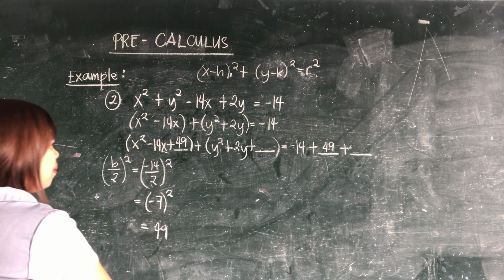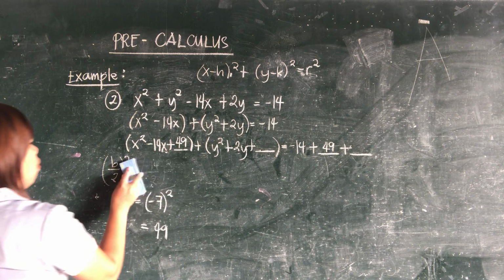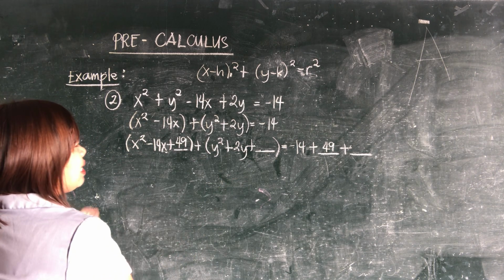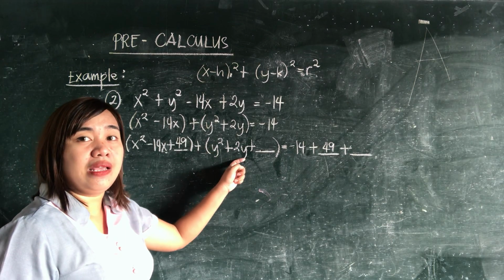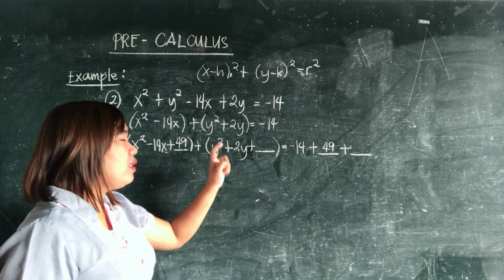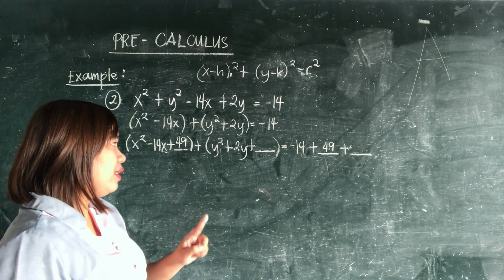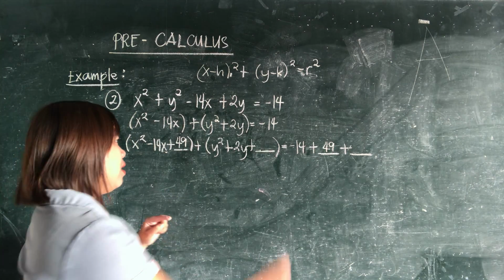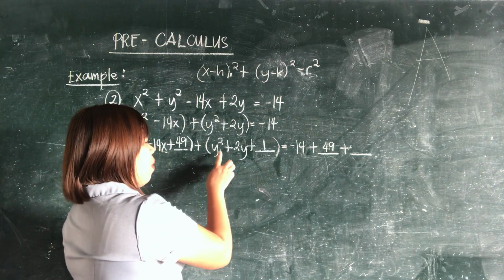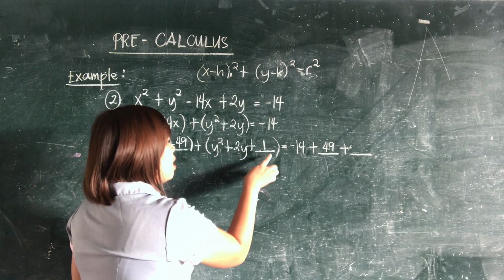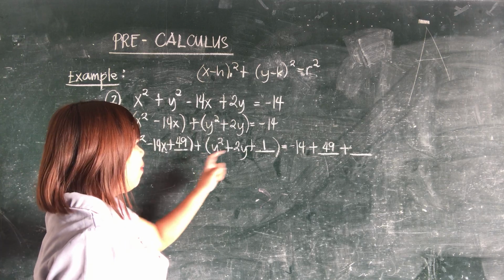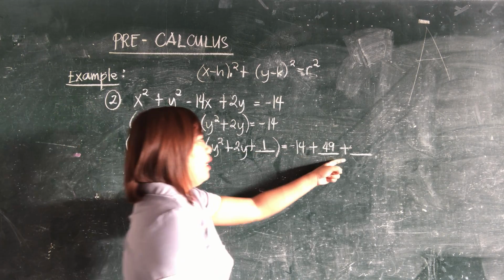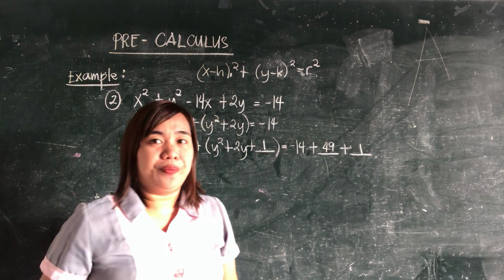Next, i-compute naman natin yung square dito sa y square. So the same process, kahit mental mo na lang siya, mental math, 2 divided by 2, that is 1. 1 squared is 1. So 1 squared is 1 times 1. So plus 1. Y squared plus 2y plus 1. So since we have 1 here, walang number sa labas, so 1 times 1, we add here 1 also.